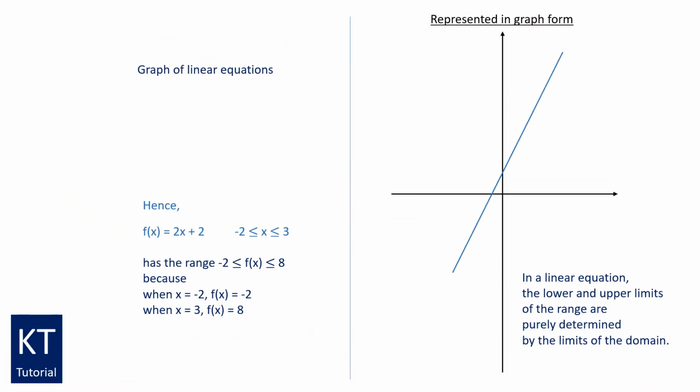From here on, I would like to touch on domain and range. Specifically, for a domain where x is larger than minus 2 but less than 3, the function 2x plus 2 would only take the length where I have bolded. And this would have a range of f(x) being larger than minus 2 but smaller than 8.